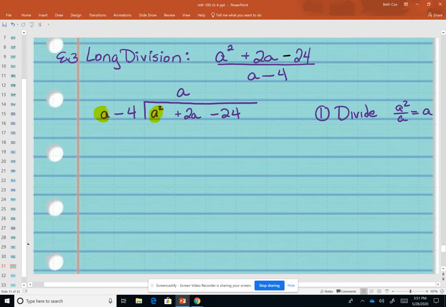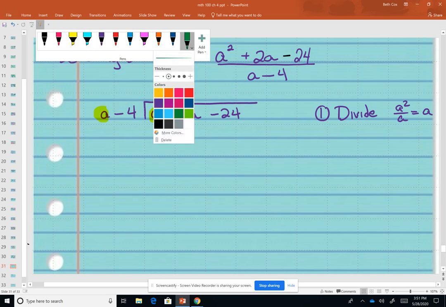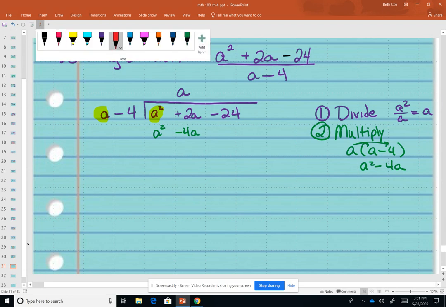All right, step 2 is multiply. So I'm going to do another color for step 2, which is multiply. I'll do my green, a little bit thicker. So number 2, I'm going to multiply. And what I'm actually going to multiply is the a that I got for my answer, and then the a minus 4. Right? And so when I do that, little quick multiply, I get a squared minus 4a. So I'm going to write that down right there.